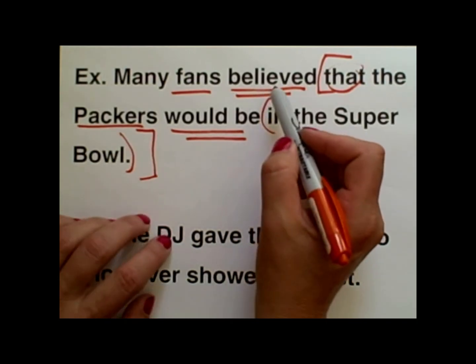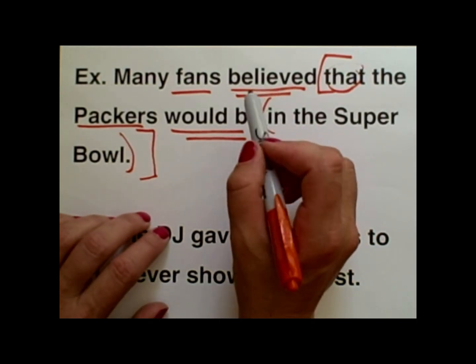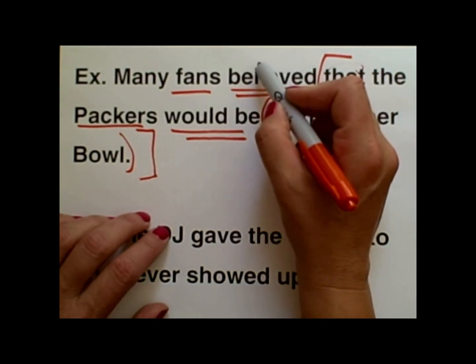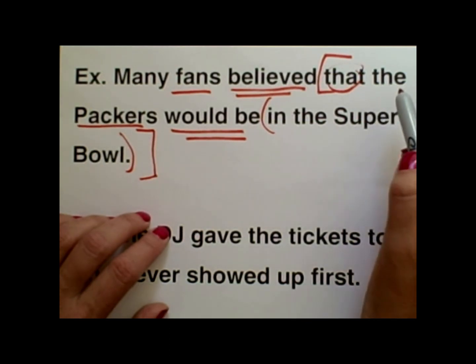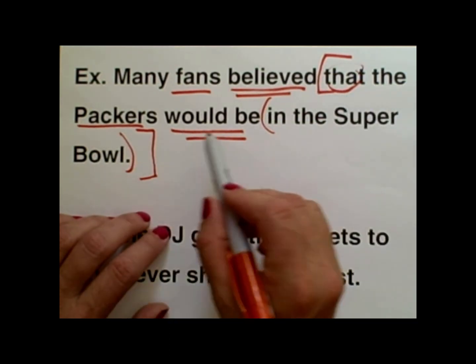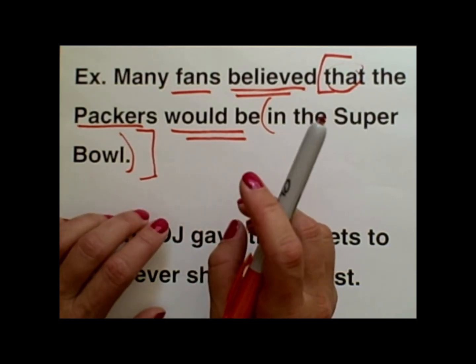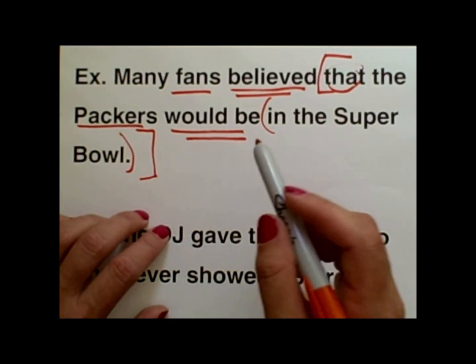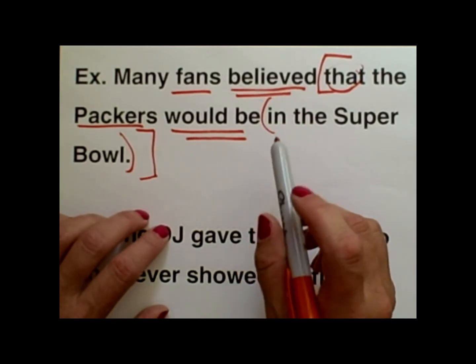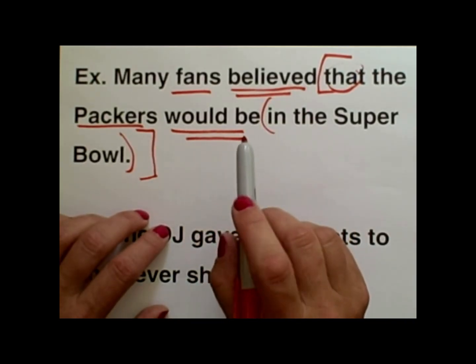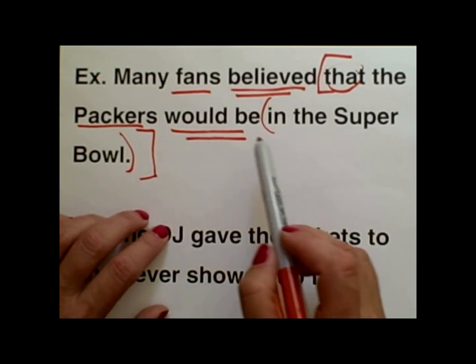Believed is a transitive action verb, which means I need a direct object. And I have one. Fans believed what? That the Packers would be in the Super Bowl. Let's substitute the proper noun Nancy. Many fans believed Nancy. Since Nancy is clearly the direct object, so too is our noun clause.